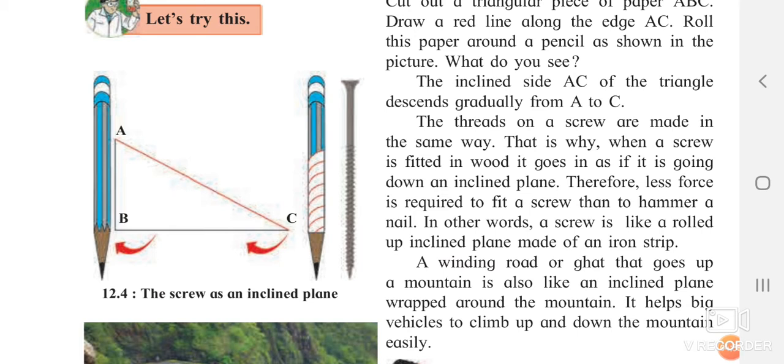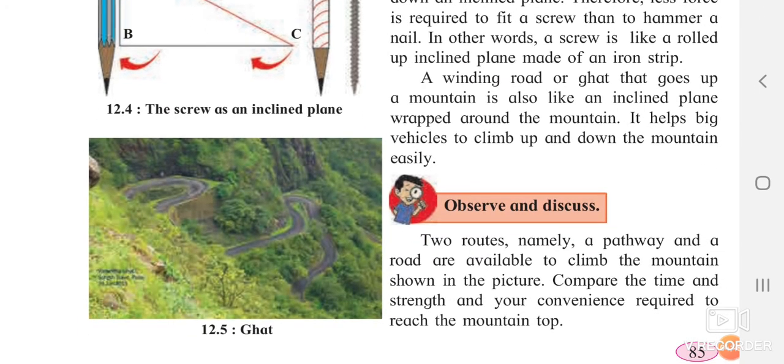Such things you can also see in mountainous areas. When you are traveling through ghats, they are one example of an inclined plane. You can see ghats over here. They are useful to go from the foothill of a mountain to the topmost position of the mountain. It's not very easy for us to take a wooden plank and go upwards, so you use the winding road, or ghats, to reach the topmost part of the mountain.